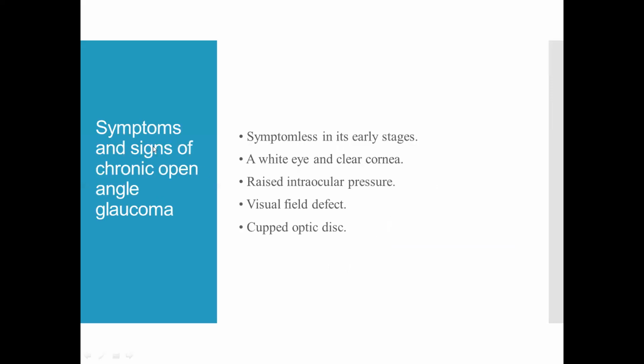So, symptoms and signs of chronic open angle glaucoma. In the early stages, it's symptomless. Later, you are going to be able to see a white eye and clear cornea, raised intraocular pressure, visual field defect, and cupped optic disc.